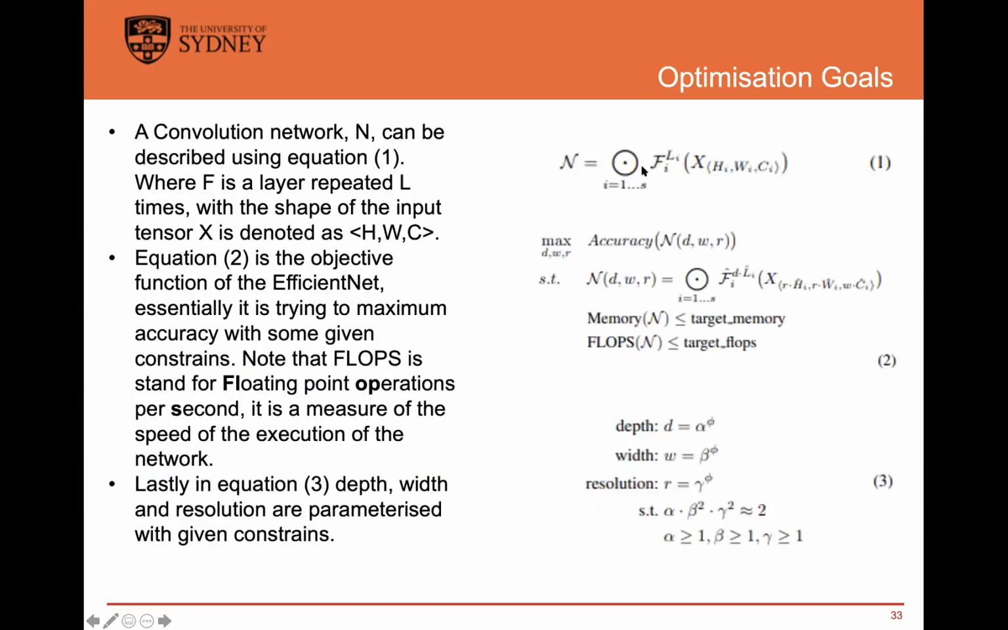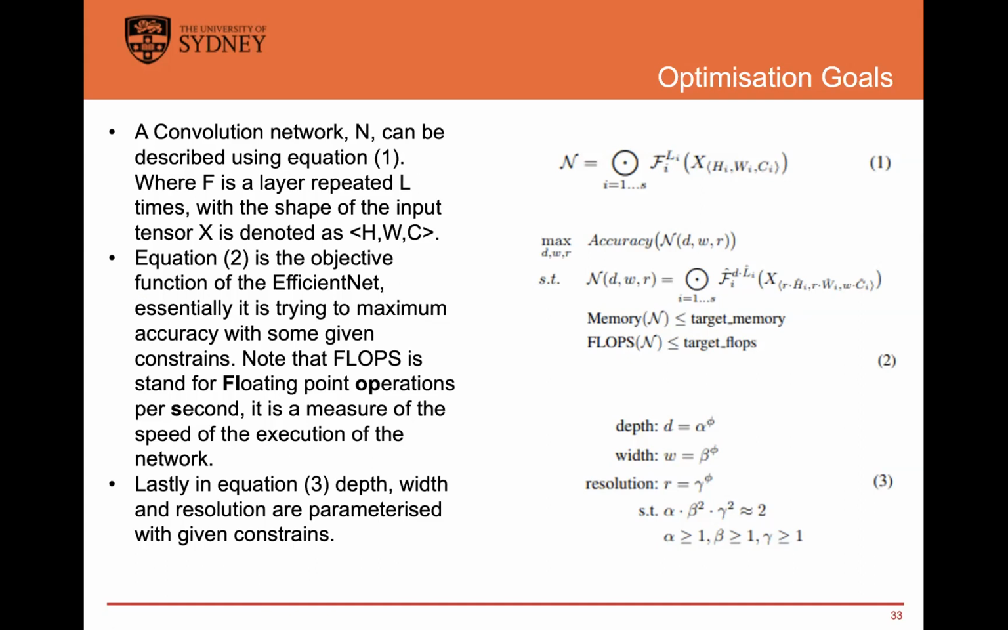I'll go through their optimization, how they did that. For example, this F is the number of layers being repeated L times. X is your input, obviously that's height, width, and your channels. And this is the overall architecture that you have. The main goal is to try to get the highest accuracy with a given architecture width, given architecture depth, and given architecture resolution. And then they also have their target memory and target FLOPS. That's just limiting the resources that they can use, basically.